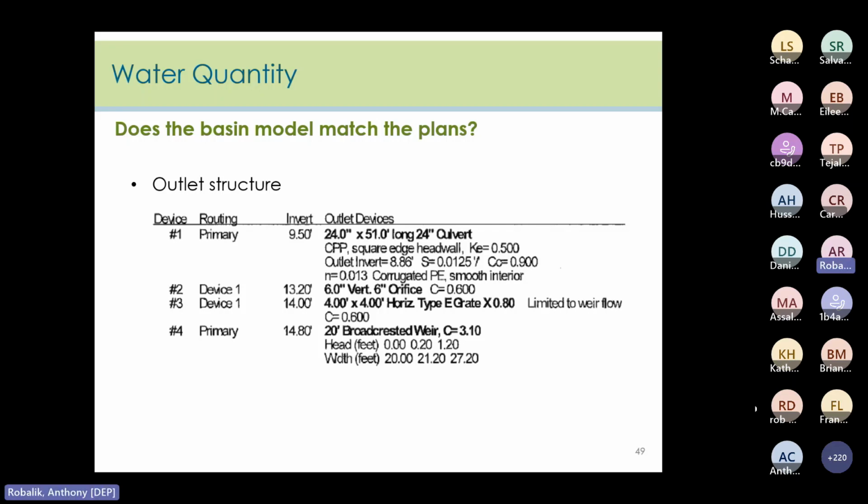So the next thing to check is if the basin model actually matches what's on the plans. This is the outlet control structure in the basin model. Device number 1 is the outlet from it, so that's not really relevant here. But device number 2 is the inlet at 13.2 feet, and it's the 6-inch orifice, which is good. They also have a weir at an elevation of 14 feet and a grate and a broad-crested weir, so the weir must be the emergency spillway at an elevation of 14.8.